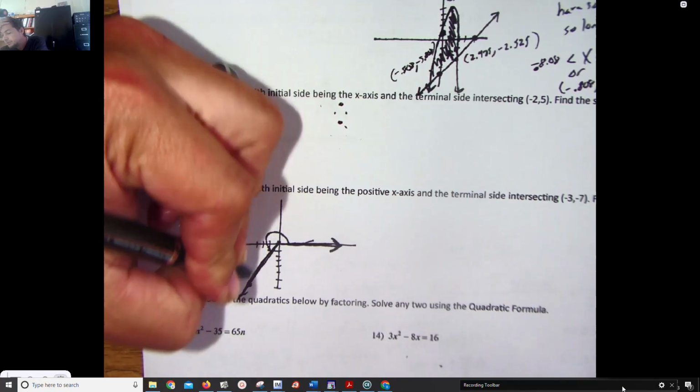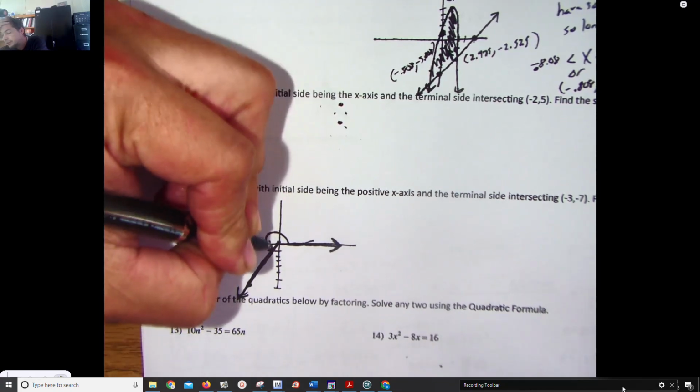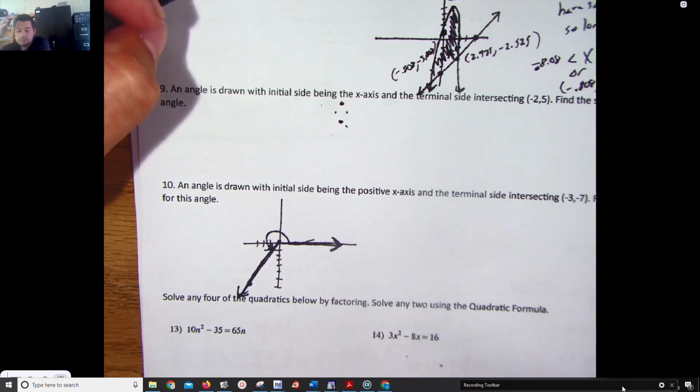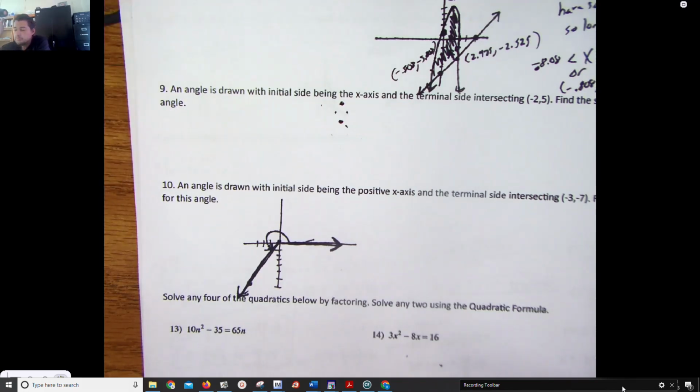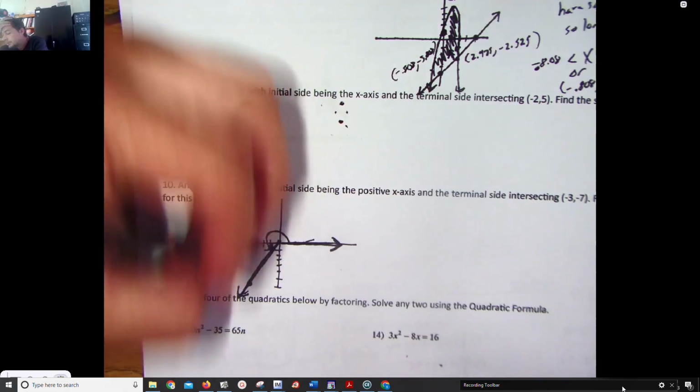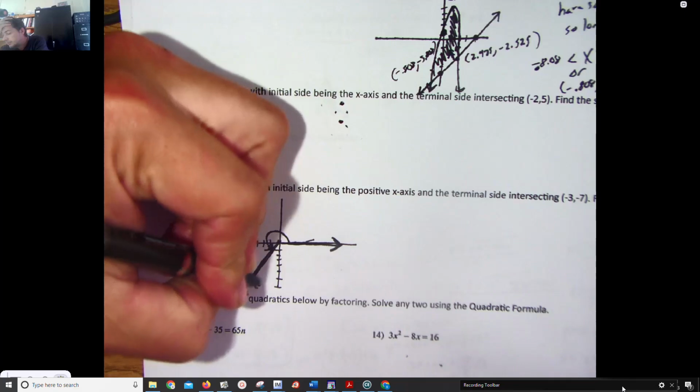I haven't decided what I'm going to teach y'all after we're done with the class, after you take your big test in April. It might be trigonometry. It's going to be something, because I still feel kids should learn trig, even if they don't want to learn trig. But anyways, you intersect at negative 3, negative 7.